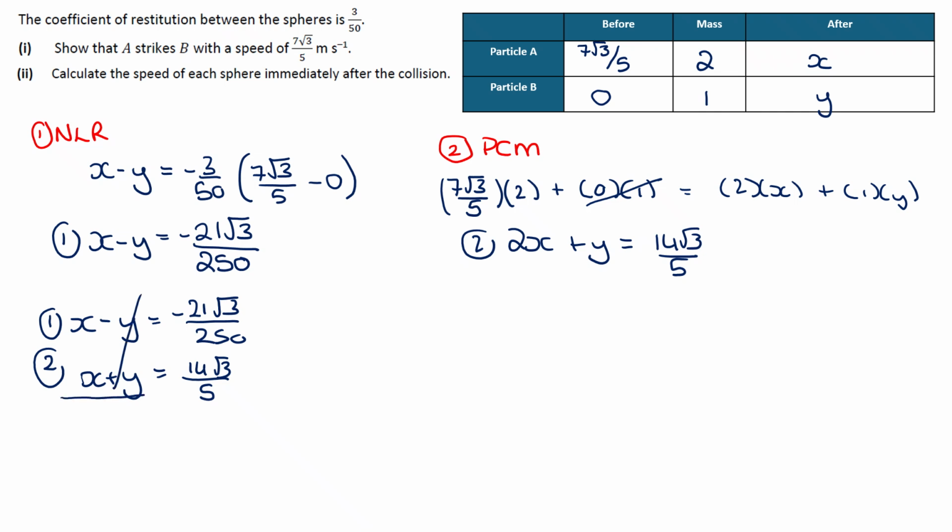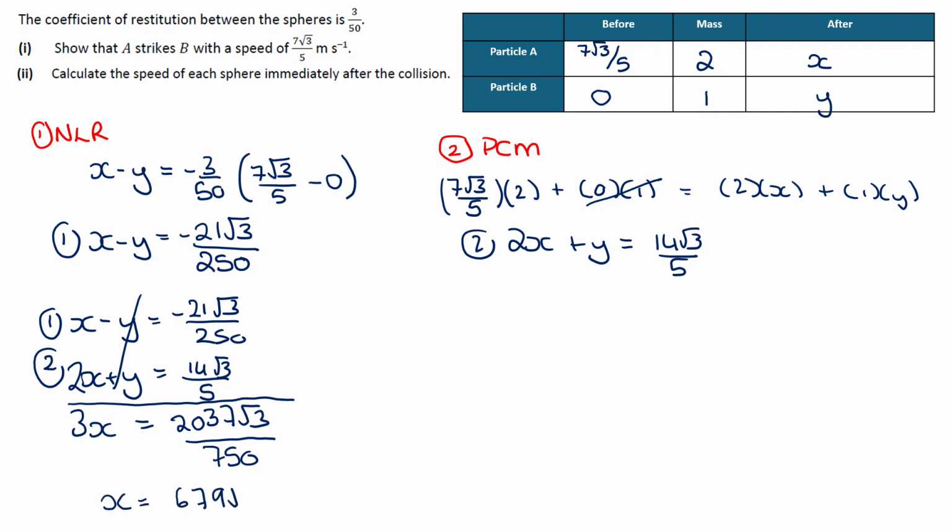And then, sorry, that should be a 2x here. So we get 3x equals, it's going to give us 2037 root 3 all over, sorry, I've crossed this out by accident, root 3 all over 750. Divide that by our 3 and we're getting 679 root 3 all over 750, or in decimal, that's going to be 1.57 meters per second. So that might be easier to work with.